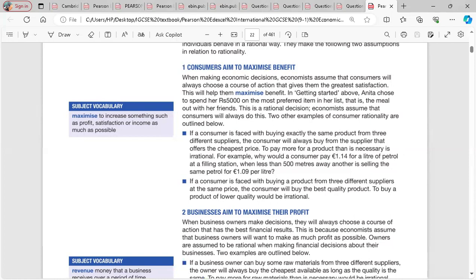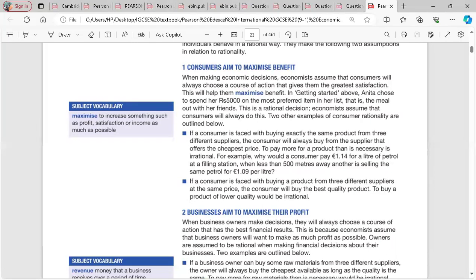So for economists, they assume that consumers will always make decisions based on two things. The first one: if a consumer is faced with buying exactly the same product from 3 different suppliers, the consumer will always buy from the supplier that offers the cheapest price. To pay more for a product than is necessary is irrational. So if the consumer is faced with choosing from 3 suppliers or producers of a product, then the consumer will choose the one that is more affordable, the cheaper one.